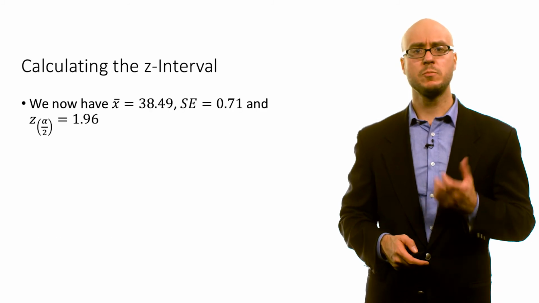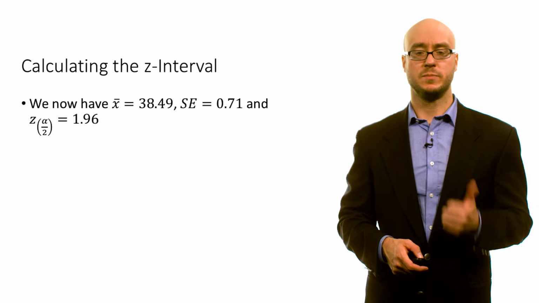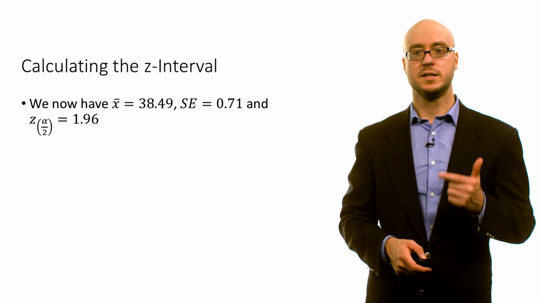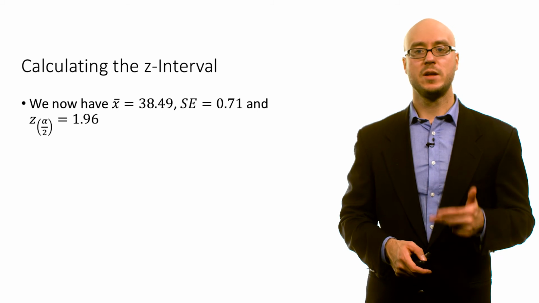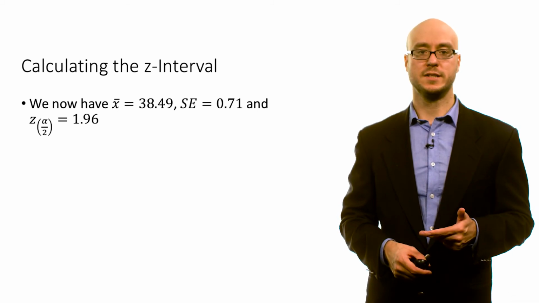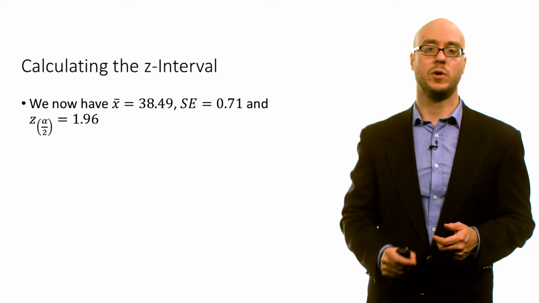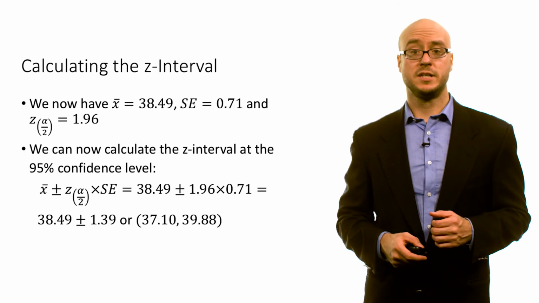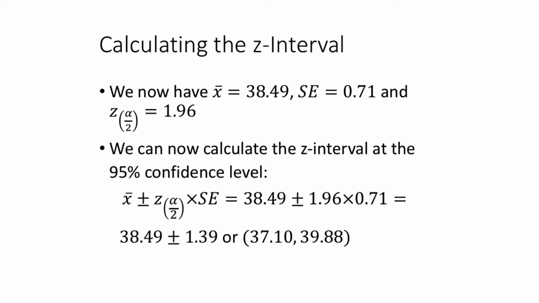Then we can calculate the z-interval. We have the point estimate, x bar of 38.49, standard error of 0.71, and a value of z alpha divided by 2 of 1.96, which is just based on setting alpha to 0.05. Now we can calculate the z-interval at the 95% confidence level. That value is 38.49 plus or minus 1.96 times 0.71. When we do the full calculation, we're 95% confident that the true population mean is between 37.1 hours per week to 39.88 hours per week.